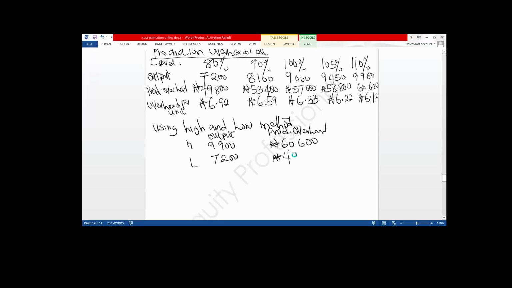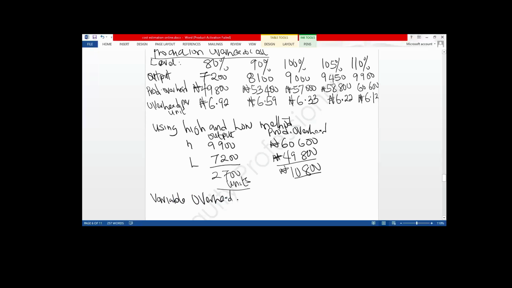The differences here: 2,700 units. Differences here, 60,600 minus 49,800, how much? 10,800. Now I will calculate the variable overhead rates.